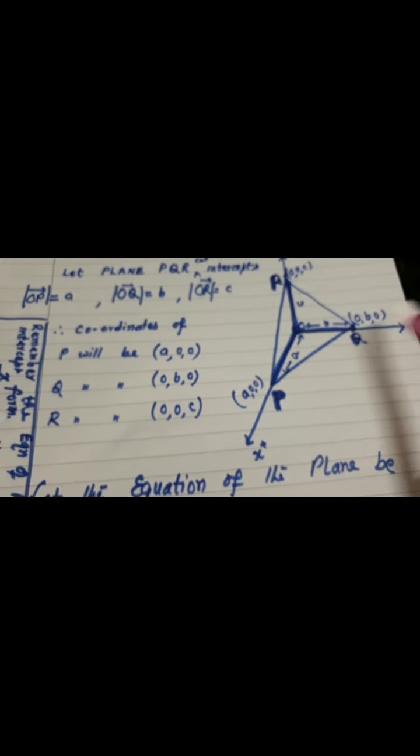If we find the equation in the same way as we found the 3 point form, the same type of treatment will be given to it and the equation becomes x over a plus y over b plus z over c is equal to 1. a, b, c are intercepts.